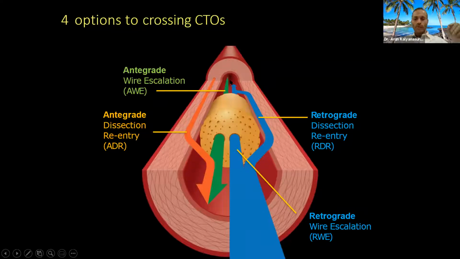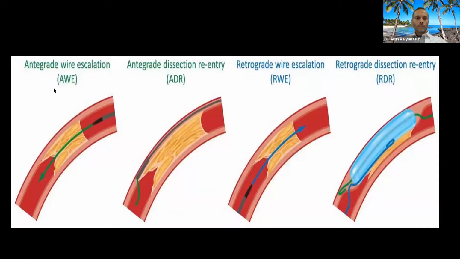So the long and short of it is you've got to connect points A and B. So again, another pictorial representation. Antegrade wire escalation is along the direction of blood flow, where you try and stay intraplaque. Dissection reentry is where you get into the vessel architecture, then re-enter.